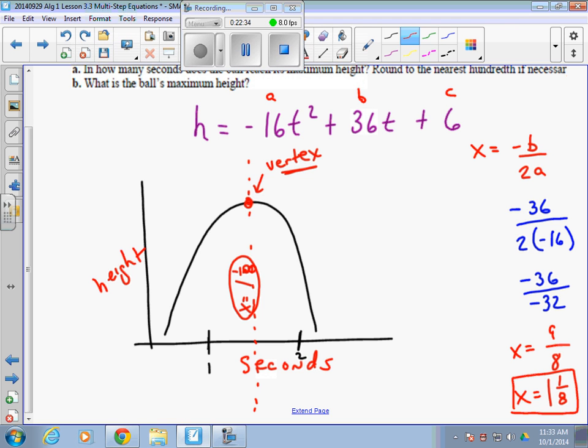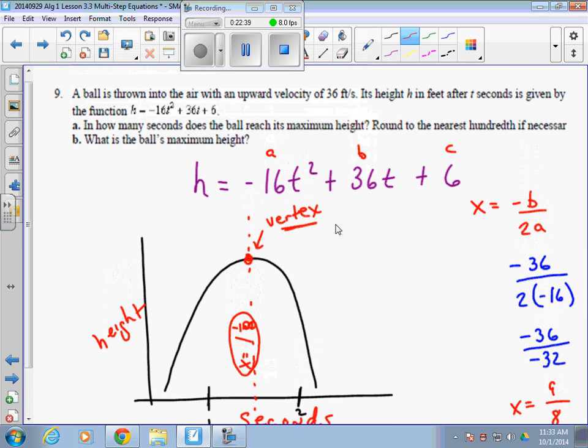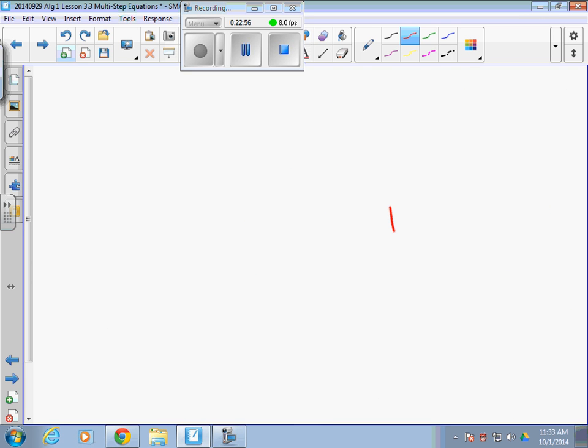So when it says how long does it take, how many seconds, 1 and 1/8 is how many seconds it is. When it says round to the nearest hundredth, if necessary, it's not necessary yet. If you divide 1 by 8, I know we're starting to get really into rounding, but you have to do that. 8 goes into 1 once. Minus 8 is 2. So bring down your 0. It goes into that one twice. Minus 16 is 4. It goes into that one 5.